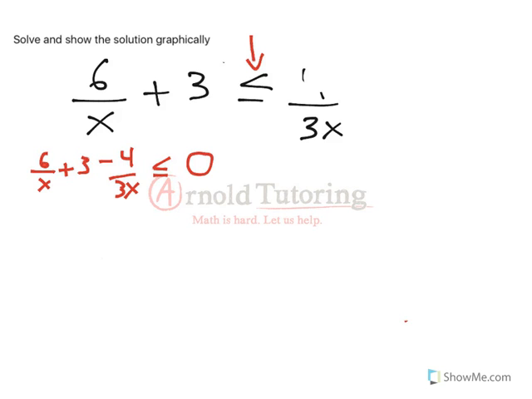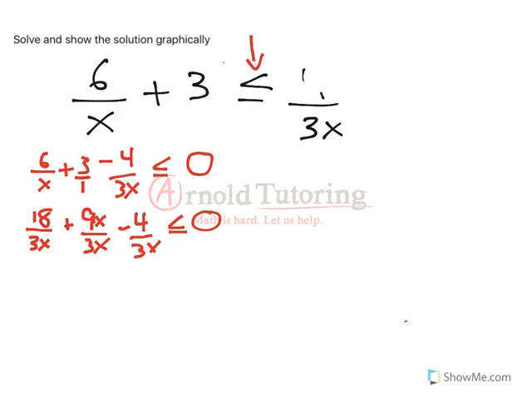Now we want to get a common denominator, which is going to be 3x. So for 6 over x, I have to multiply top and bottom by 3, so I'll end up with 18 over 3x. We can think of this 3 as 3 over 1, so I have to multiply top and bottom by 3x. So I get 9x over 3x, and there's already a 3x under the 4, so I'm good to go with that. That's less than or equal to 0. Again, that's just grabbing a common denominator.